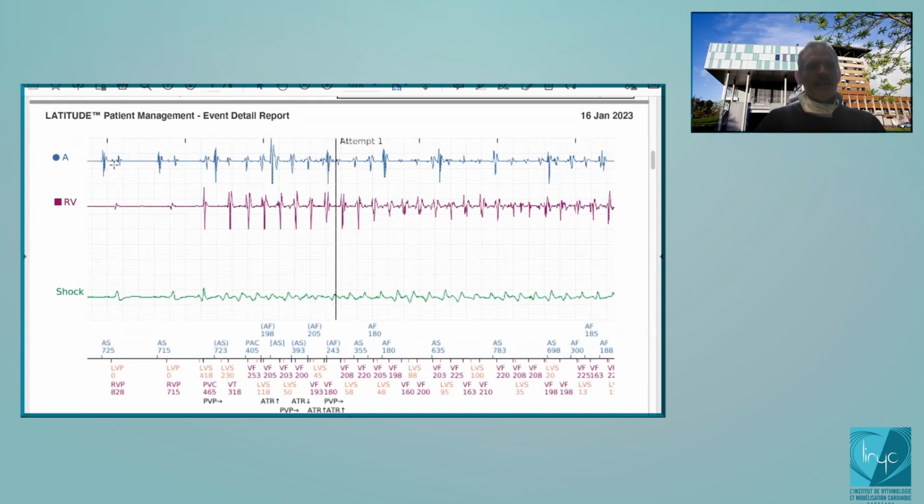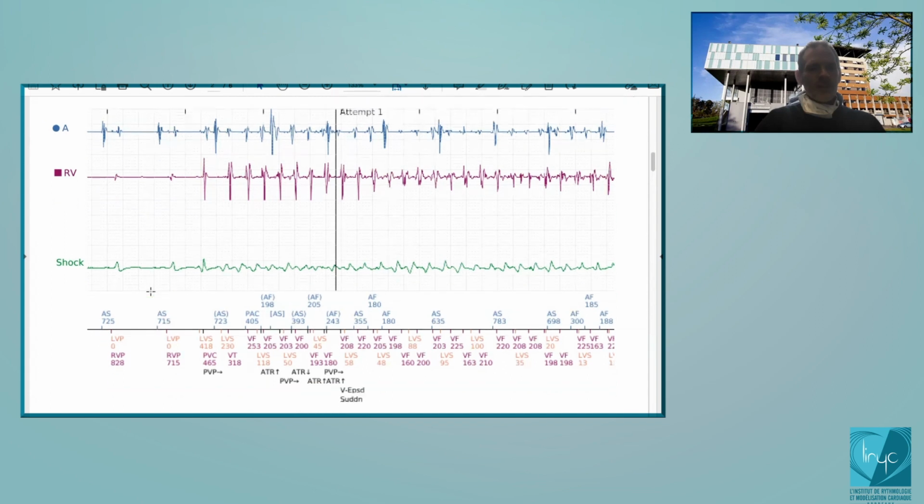And you see the quality of the tracing for the Boston devices. Most of the time, the quality is really good. And you have three channels all the time. So you can have both the bipolar and the shock channel when it's a dual or a triple chamber device.